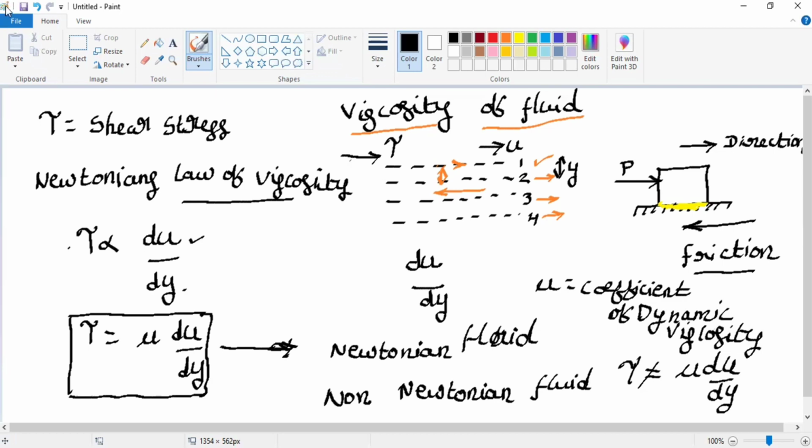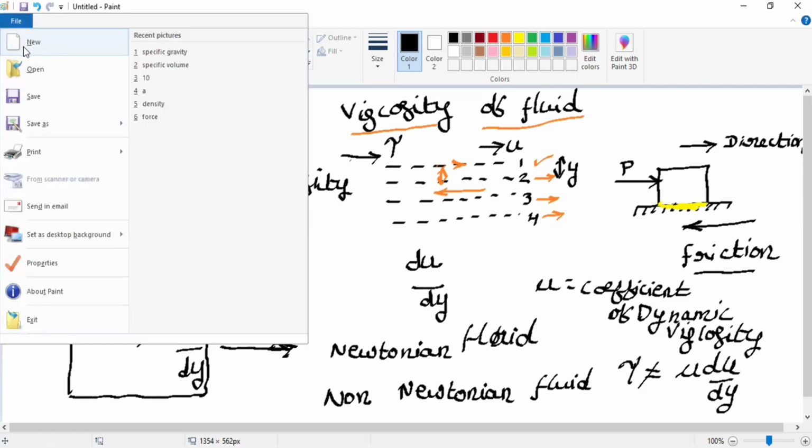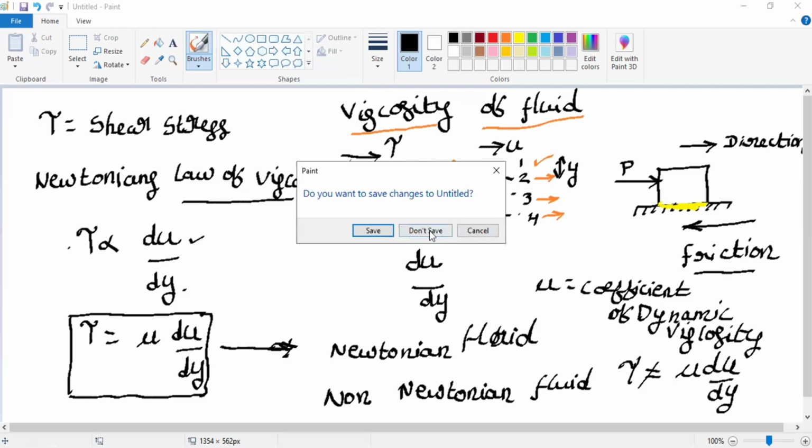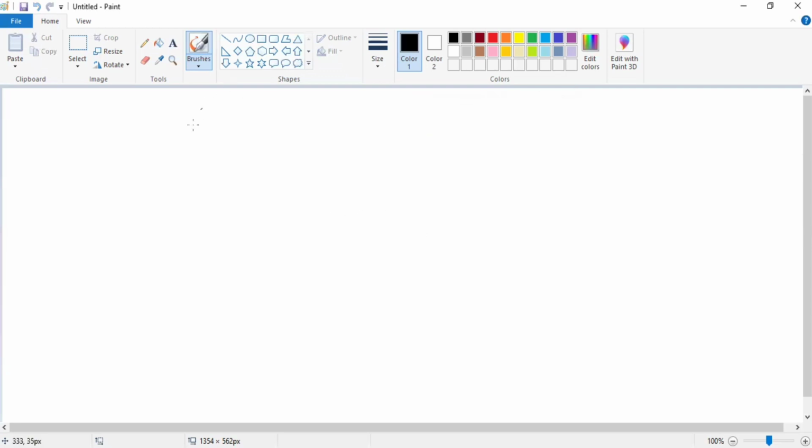Now let us know what the units for the dynamic viscosity are. Take the formula, shear stress tau equal to mu into du by dy. We know that. Then, what is your target? You have to identify the coefficient of dynamic viscosity. It can be written as mu equals tau by du by dy.